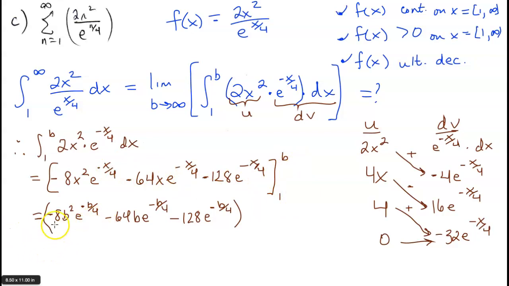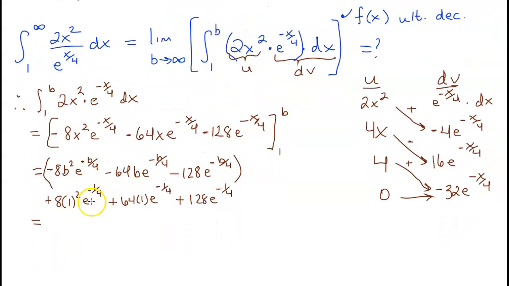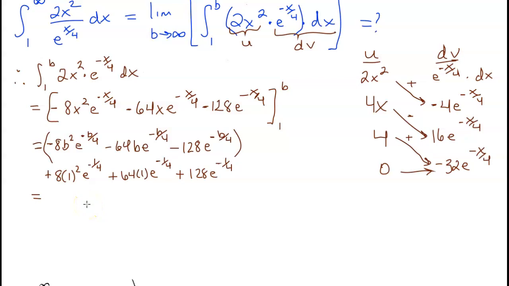So in doing minus, we're just going to change the signs of all these. So this is going to be a plus 8 times 1 squared, e raised to the minus 1 over 4, plus 64 times 1, e raised to the minus 1 over 4, and plus 128, e raised to the minus 1 over 4. And we'll do some simplification there.